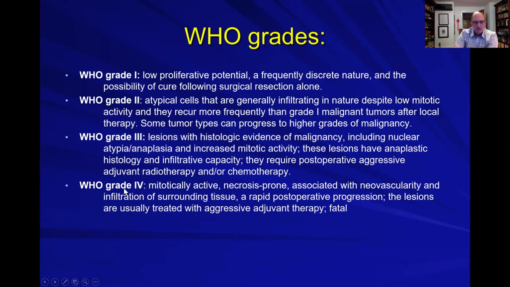And then, of course, the very common grade 4, these are the most mitotically active, have necrosis, have a lot of neovascularity, very infiltrative, rapidly progressive, and require aggressive treatment and universally fatal. So all of those gliomas that we just went through on the prior slide can be graded 1 through 4, and that's very important to help with prognosis and with thinking about appropriate therapies.